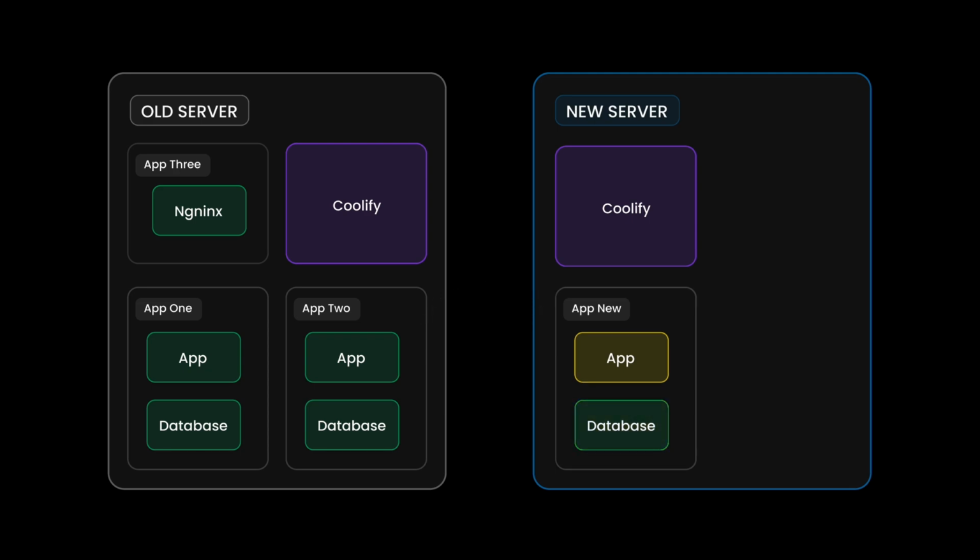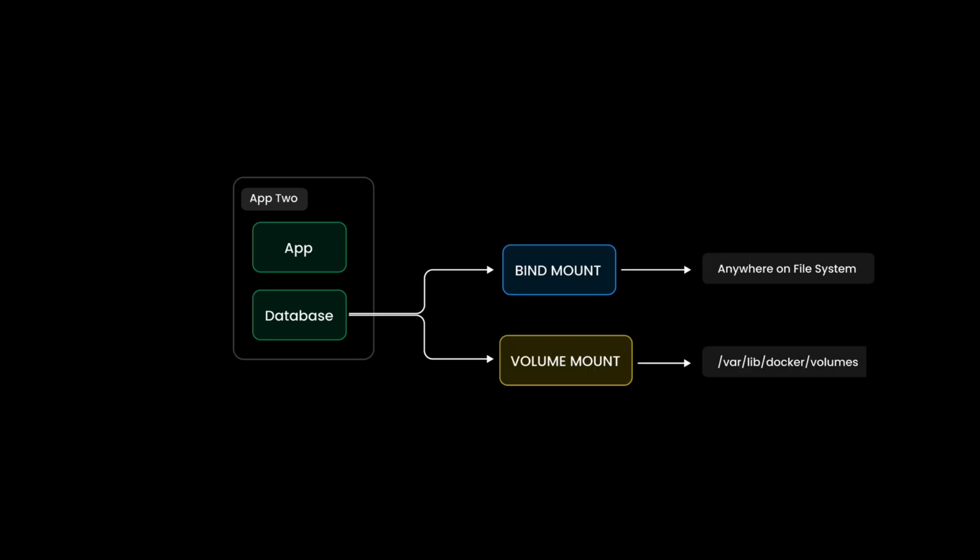Then we will back up and restore the database from the old server to the new server. In Coolify, everything runs as a Docker container, and by default, everything stored in containers will be deleted once we delete the container. So to persist data, we will use the Docker mounts feature. There are two types of mounts, bind mount and volume mount.